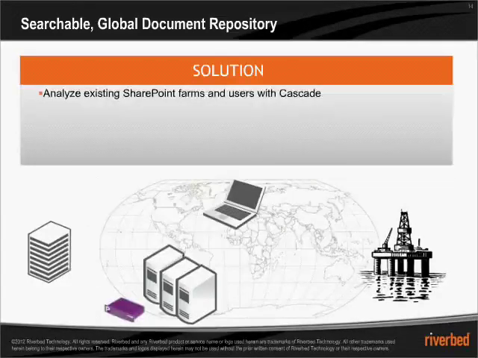And Riverbed's Cascade product family is application-aware network performance management tools that can really analyze that environment. They can have a good look through at all the steps in the connection from the end user, wherever they are, oil rig shown here, or mobile worker out on a laptop or in a branch office. How do they access that central SharePoint deployment, and where are the bottlenecks along the way, or is it just distance that's getting in the way?